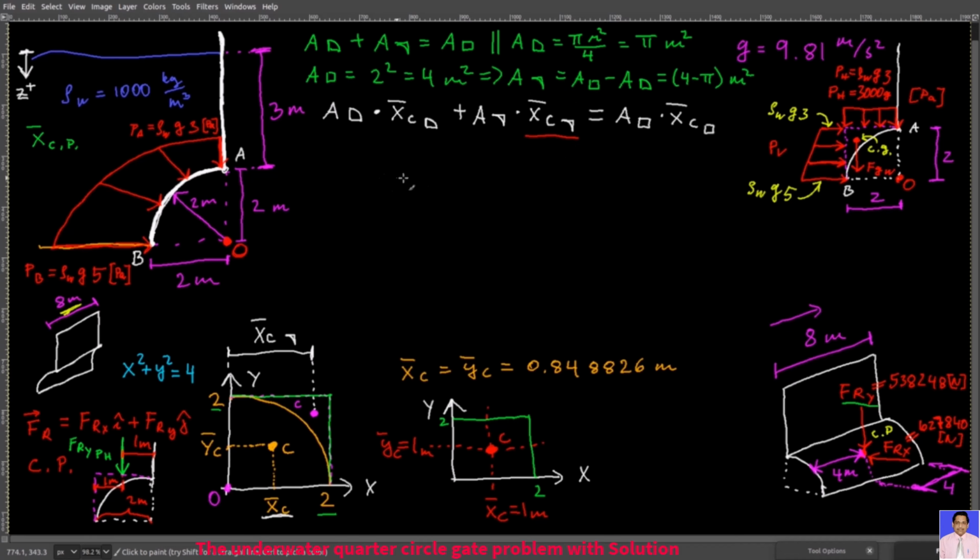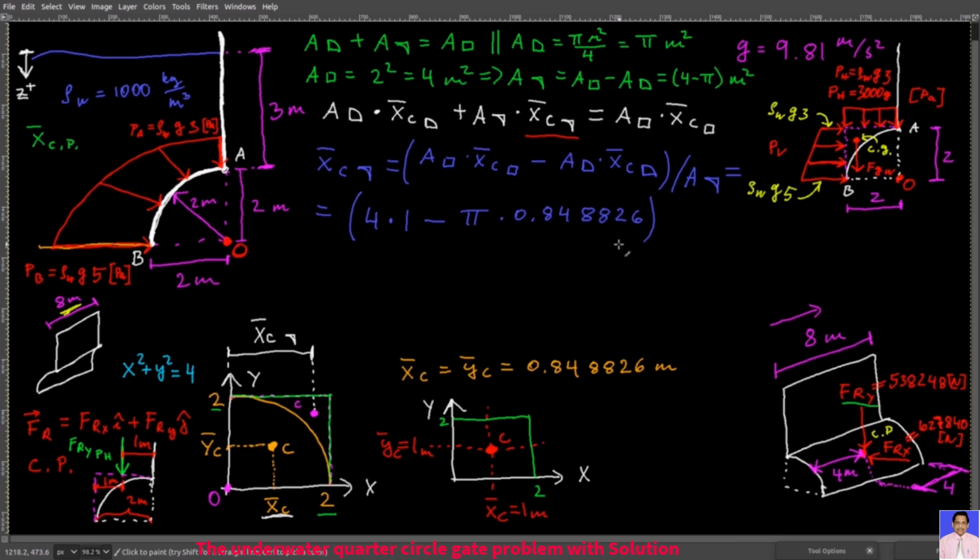So I'm going to write here x bar c that belongs to the water pocket, it equals this thing minus this thing divided by this thing. In other words, you have 4 times 1 minus pi times the centroid in the x direction of the quarter circle divided by 4 minus pi meters squared. And if you calculate that, then you will get 1.5533 meters. And there you go. This is the x centroid of this water pocket. It's this one measured from point O.